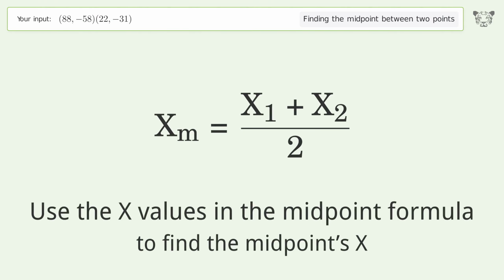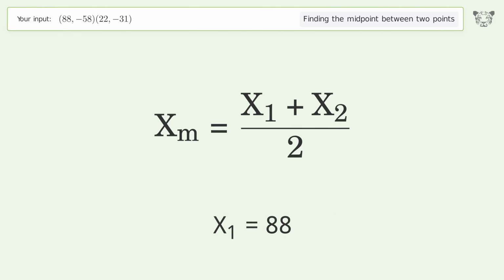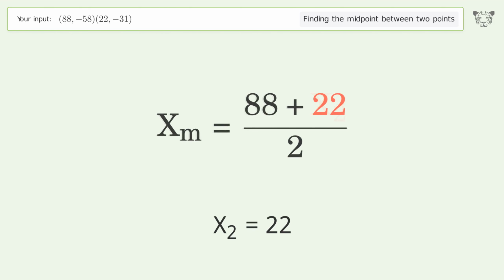Use the x values in the midpoint formula to find the midpoint's x. x1 equals 88. x2 equals 22. Simplify the arithmetic.